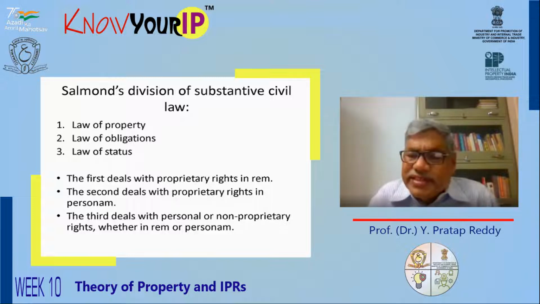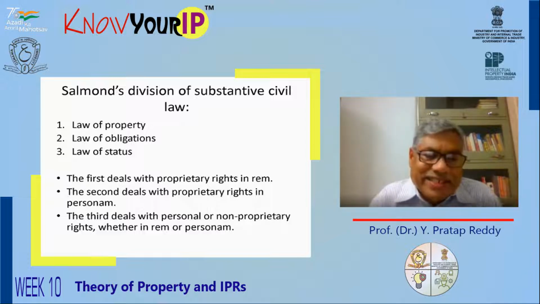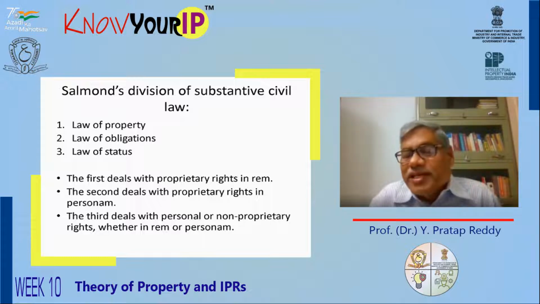Salmond, in continuation, gives his division of substantive civil law. Civil, other than crime. Substantive, other than procedure. The law of property, the law of obligations, and the law of status. The explanation is given here under. The first, the law of property, deals with proprietary rights in rem. That is why in many books we see the definition or meaning of property as proprietary right in rem.